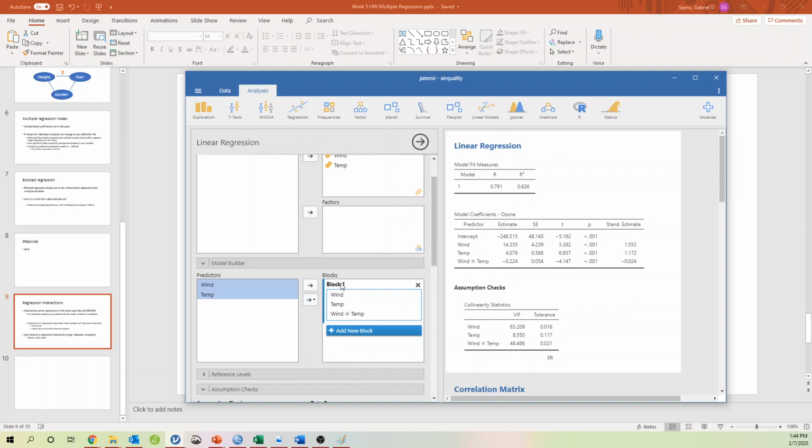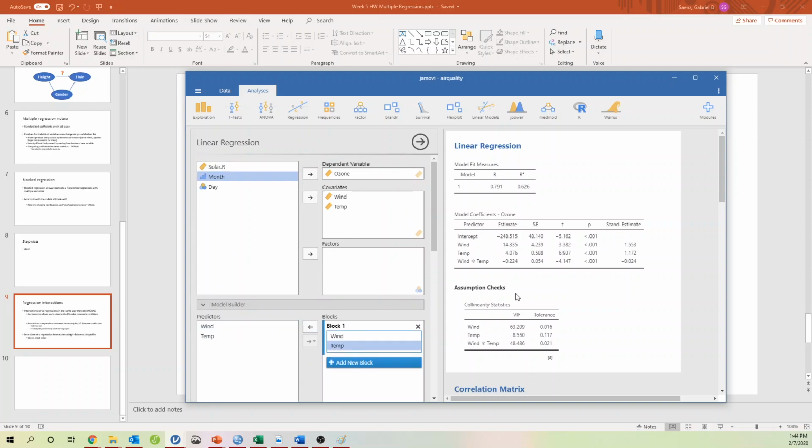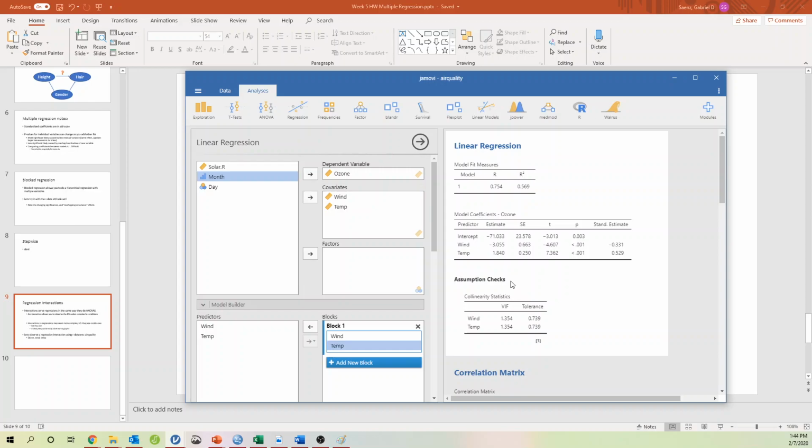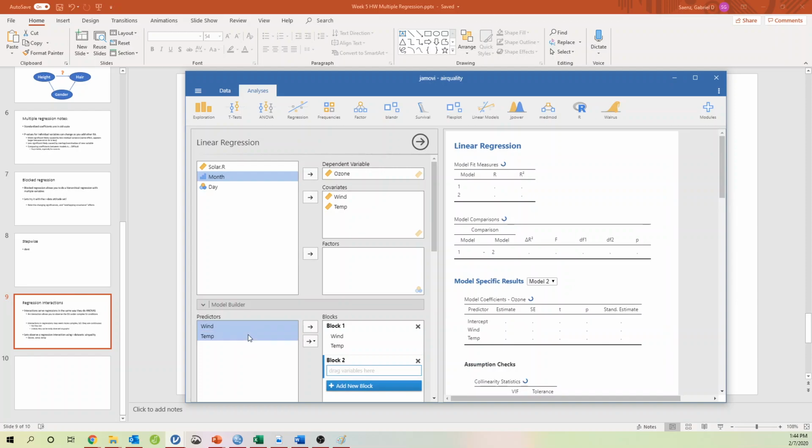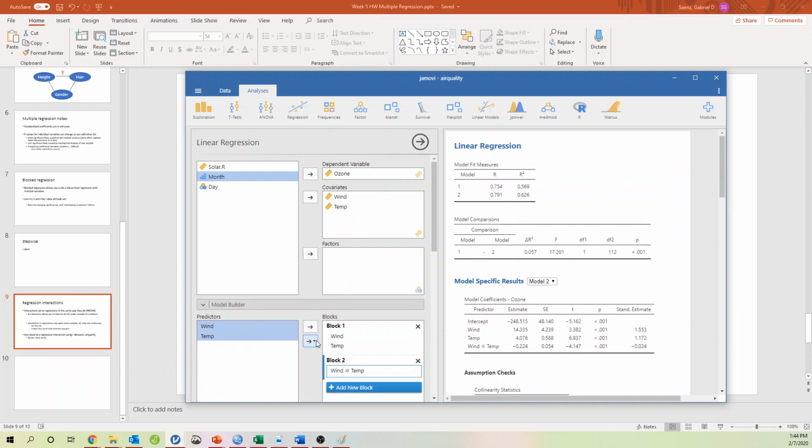So we've got here the regression model without the interaction. I'm going to put this interaction in this block too, and we'll see what it does. Adding in the interaction improved the regression model by 0.05 r². Not a whole lot, but significant.